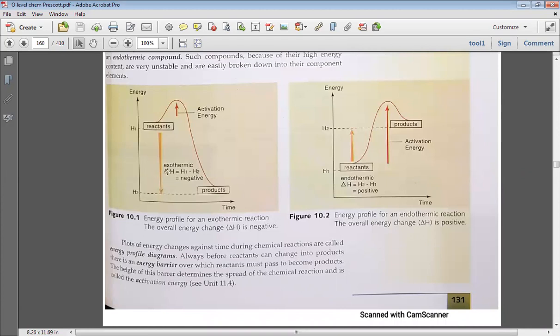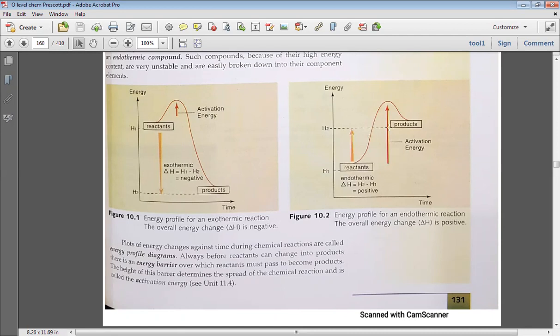H1, H2. Here you can see the change: H1 is upper and H2 is lower. So in an exothermic reaction, H1 is more than H2. So the formula should be H2 minus H1. In the endothermic reaction, the delta H sign is positive. The reason is that when heat is absorbed, the total amount of energy is increased.